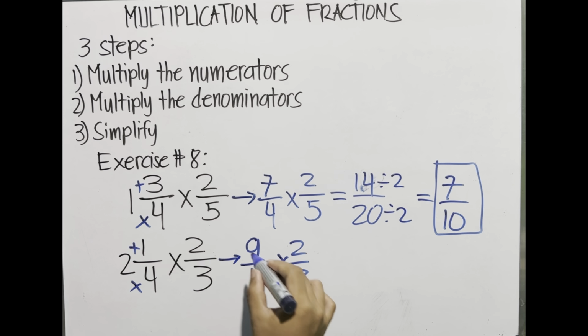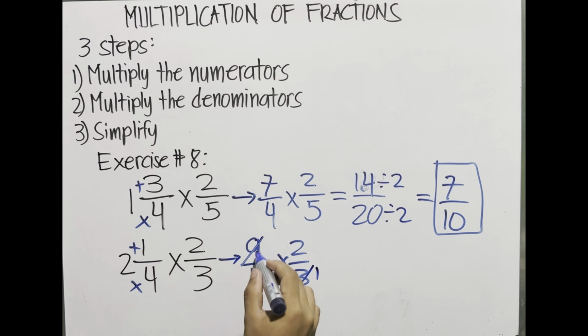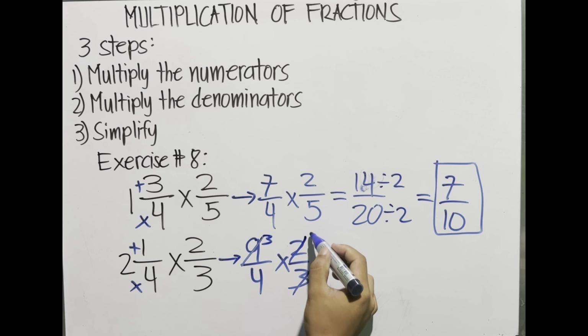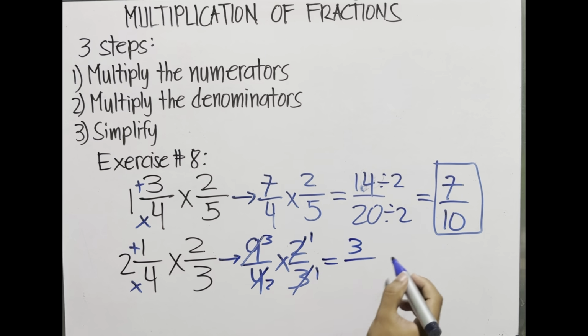Pero kunwari, example na, assume natin na cancel na lang tayo. That is 1. 9 divided by 3 is 3. And then ito naman, 2 divided by 2, 1. 4 divided by 2 is 2. Ang nanditira na lang is 3 times 1. That is 3. 2 times 1 is 2.